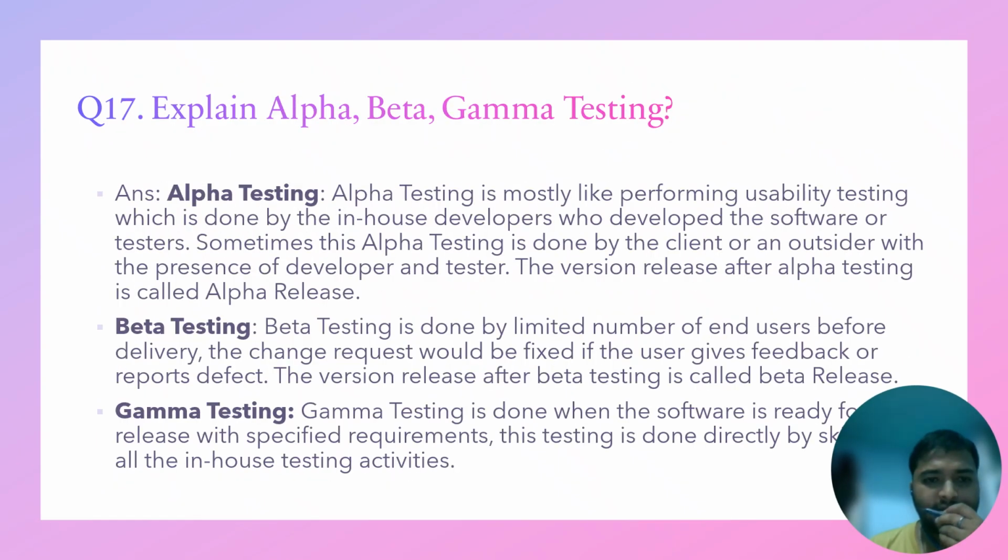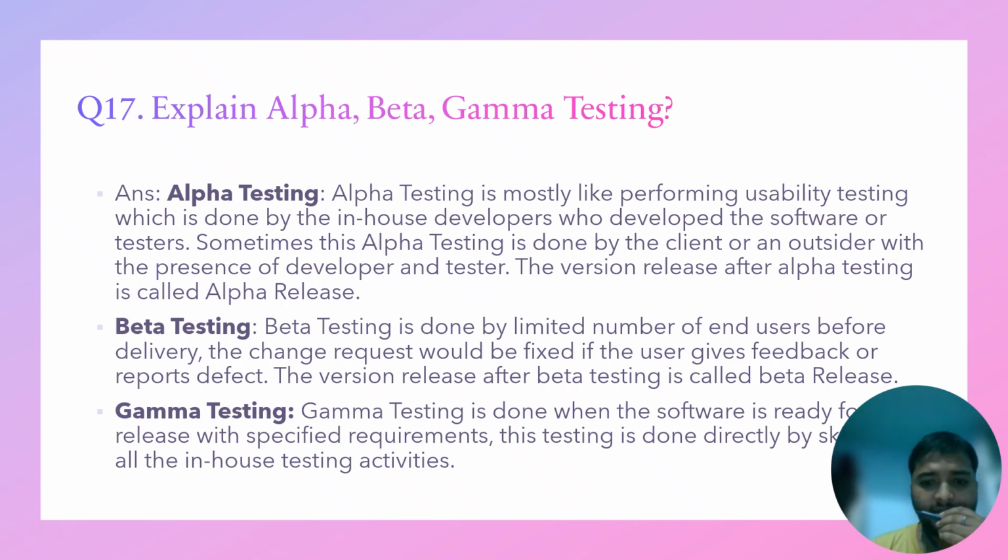Explain alpha, beta, gamma testing. Alpha testing is mostly like performing usability testing, which is done by the in-house developer who developed the software, or tester. Sometimes alpha testing is done by a client or outsider with the presence of the developer and tester. The version released after alpha testing is called alpha release.